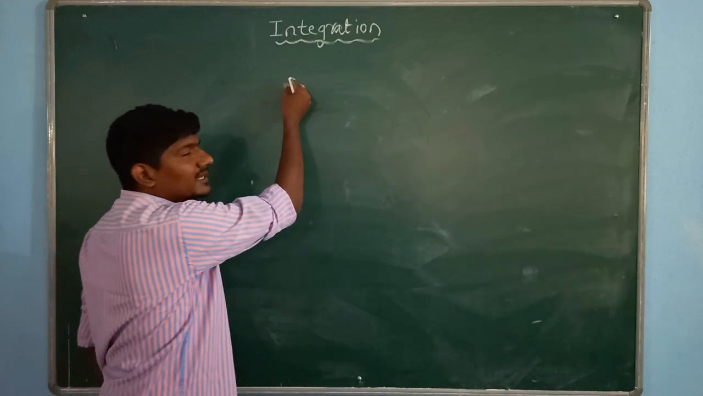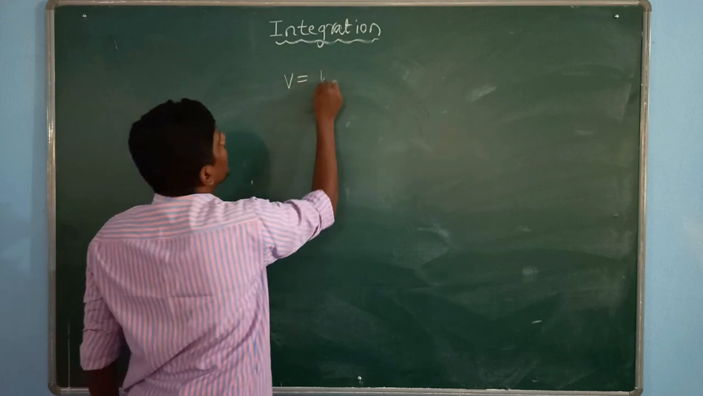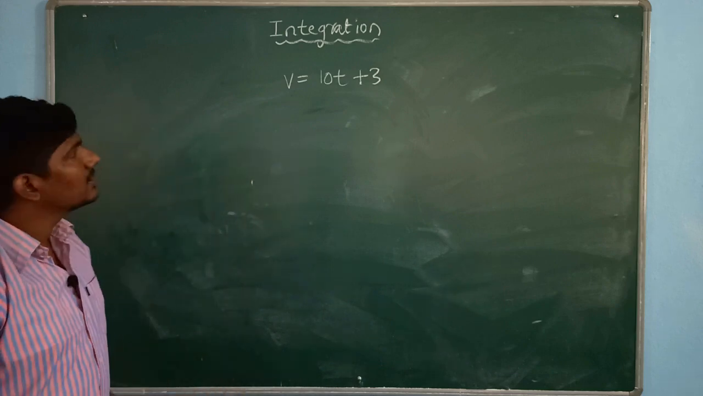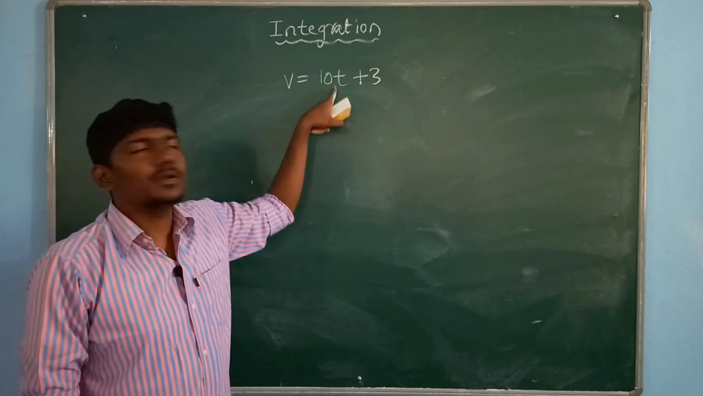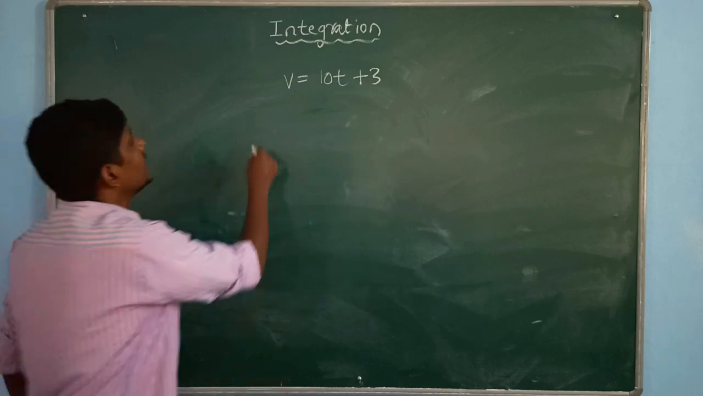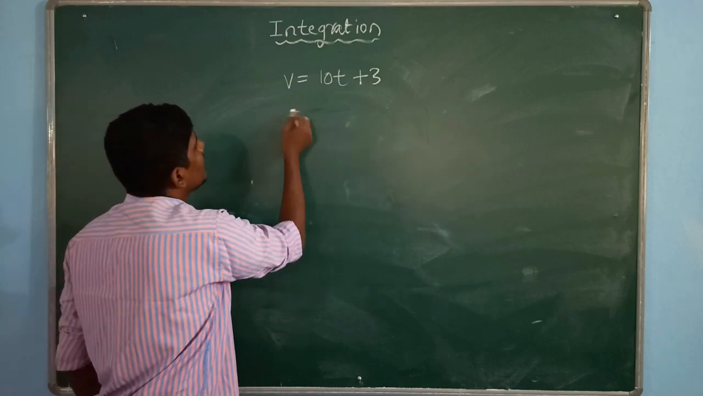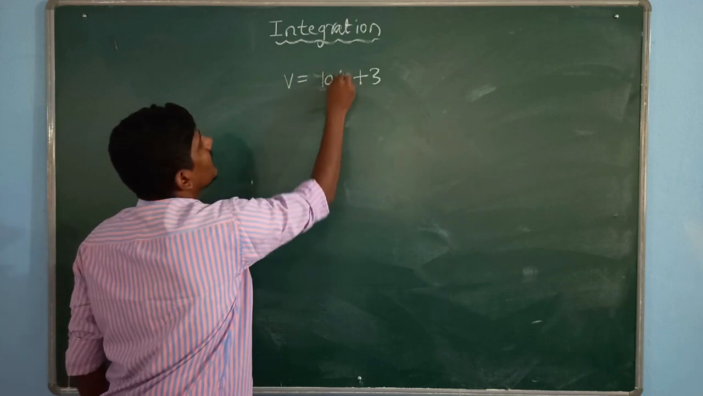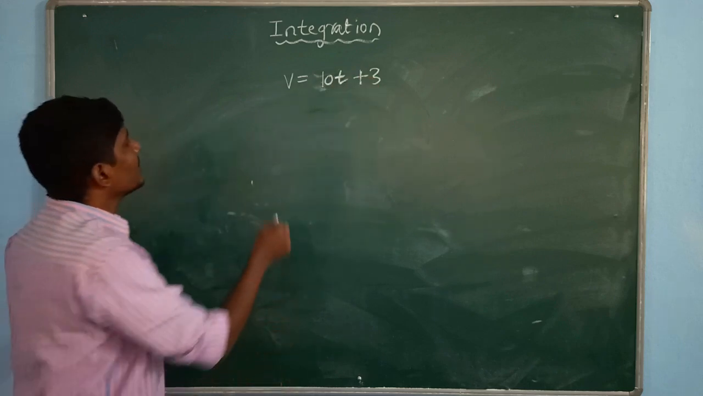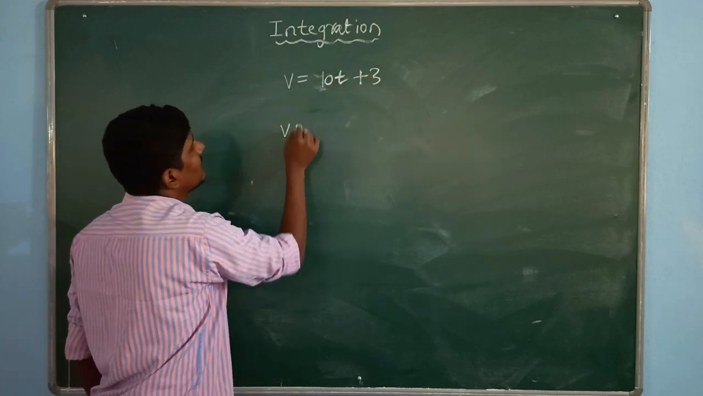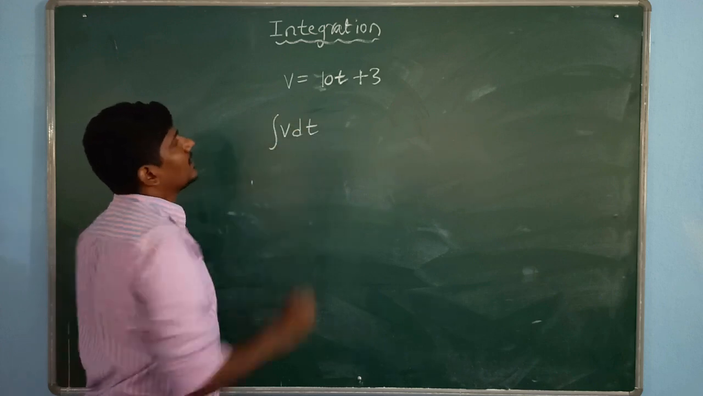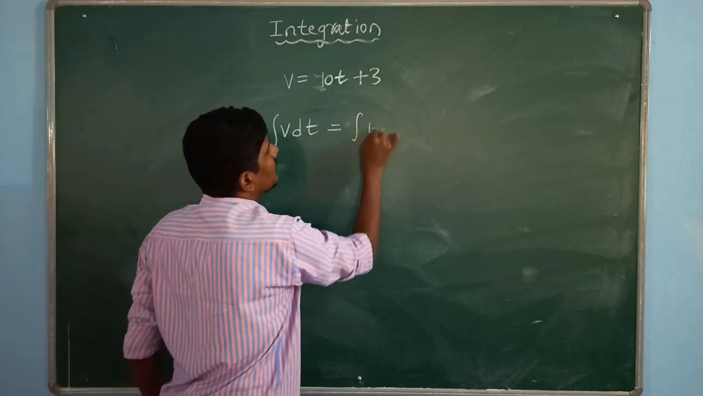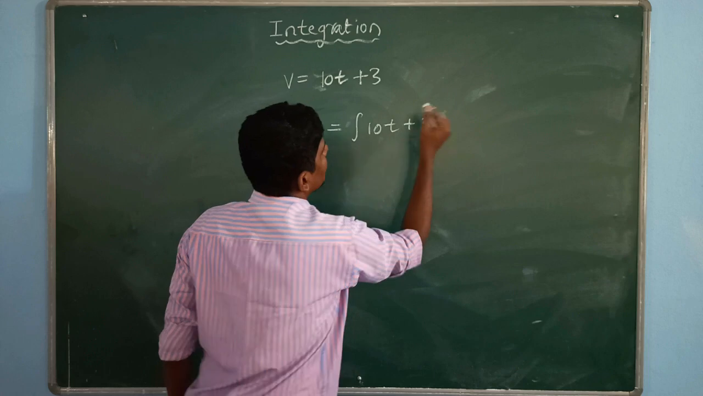So the second example is v equals to 10t plus 3. This is the example. So now you need to integrate this. If you integrate this, you get what? Displacement. So let's do it now. Integration of this 10t plus 3. Okay. So now this is the same as integration v dt. You need to write this dt. That equals to integration 10t plus 3. Clear?